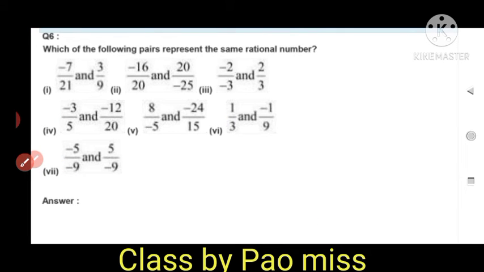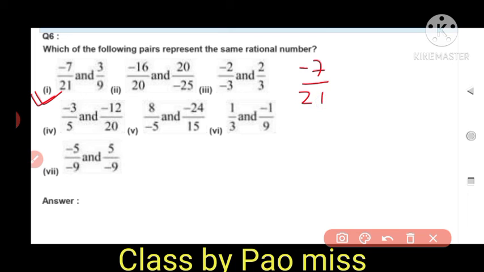Question number 6. Which of the following pair represent the same rational number? So which is same we have to find. Same means what? They are equal or not. Okay. So which of the pair is same rational number? So first one is given what? First one is given minus 7 upon 21 and 3 upon 9.